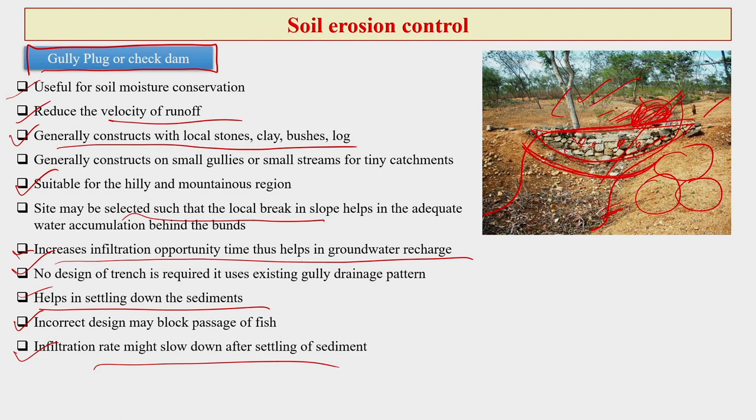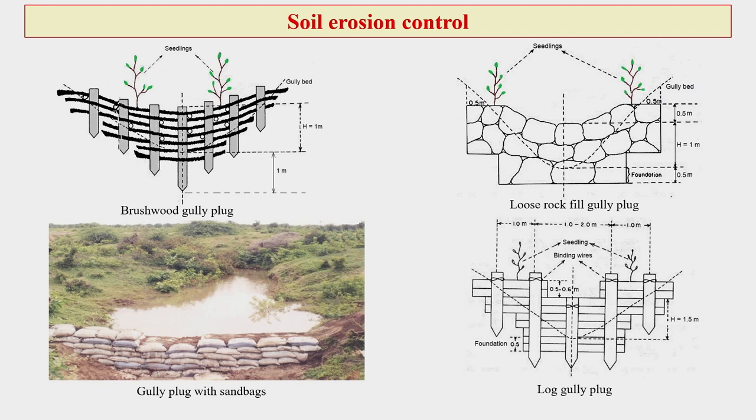Otherwise, you will have heavy sedimentation on the upper side, and then there will be a very significant reduction of the water flow. Now, we will also see that in watershed management, there is application of brushwood gully plug, loose rock fill gully plug, gully plug with sandbags, very popular in certain parts of India, and then log gully plug. As you see, each one of these requires a certain amount of design and precision for them to work in a perfect manner.